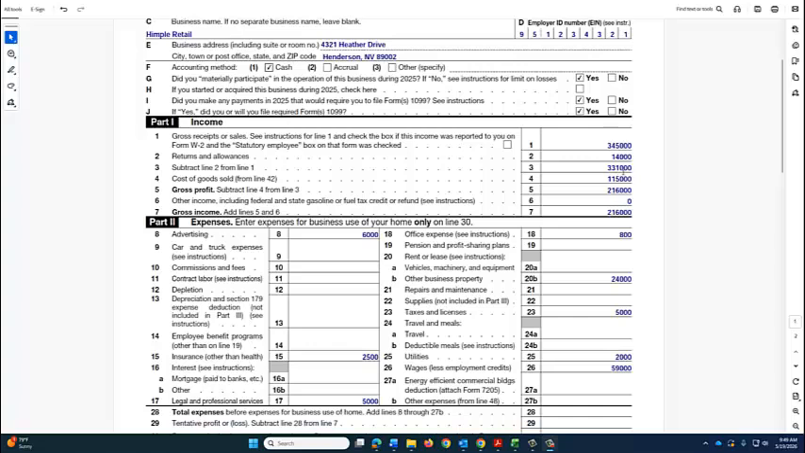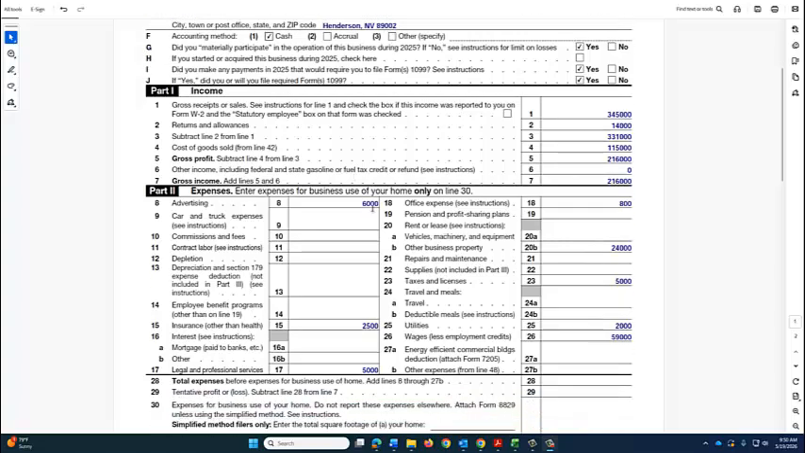So net sales were $331,000 and her cost of goods sold was $115,000, then her gross profit from those sales was $216,000. She had no other income, so we'll just bring the $216,000 down. As for the expenses, I have already entered those from the instructions.